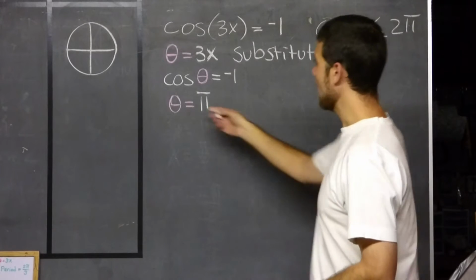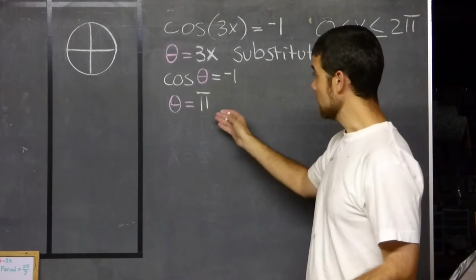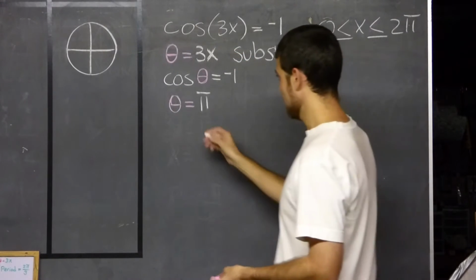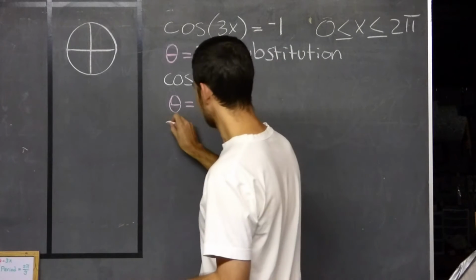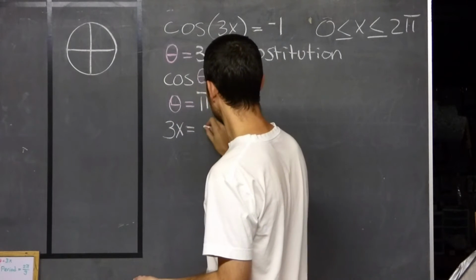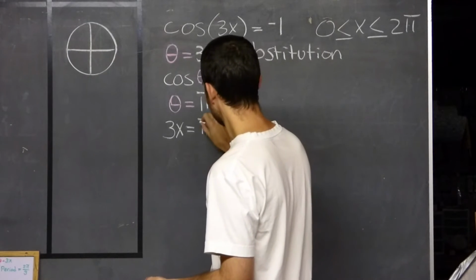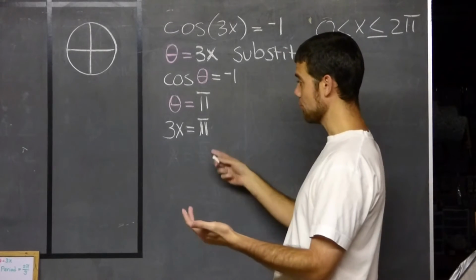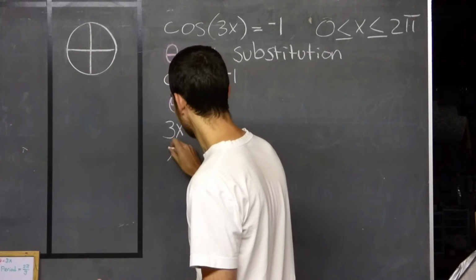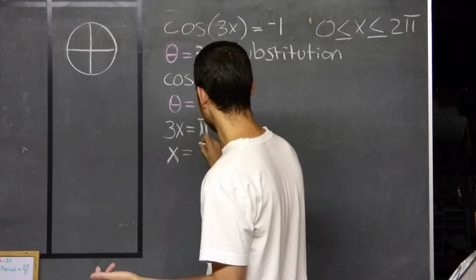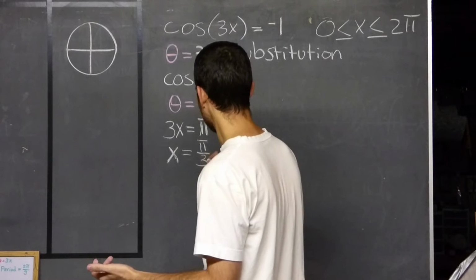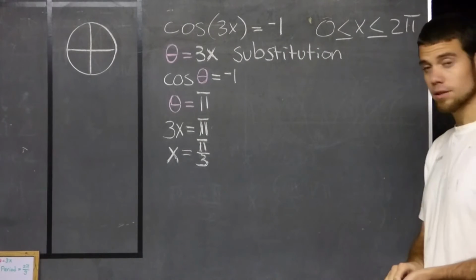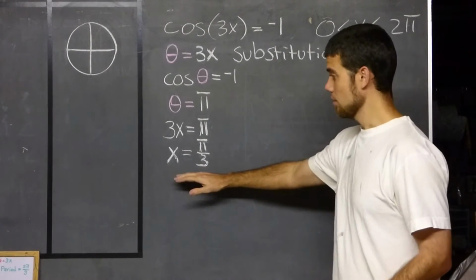radians. So now we have a solution to this in terms of theta, but we need a solution in terms of x, so we're going to take our substitution and replace theta with 3x. 3x equals pi, so if we divide by 3, we get x equals pi divided by 3. Alright, so that should be a solution.